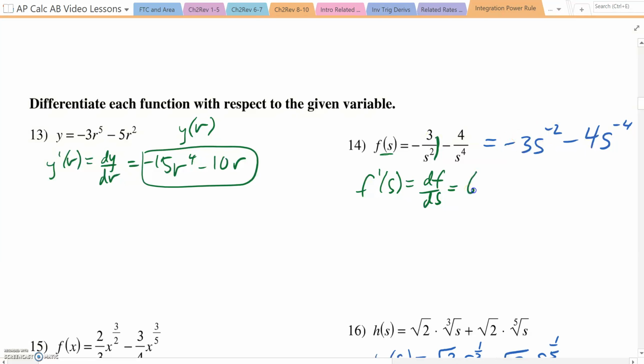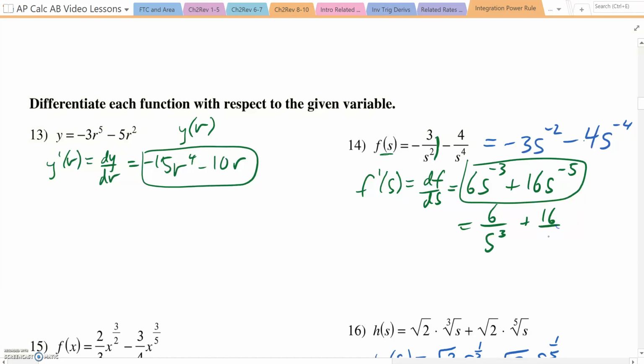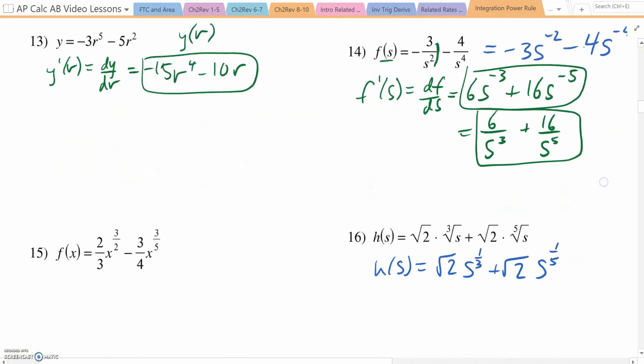Negative 2 times negative 3 is a 6, s to the negative 3. Negative 4 times negative 4 is 16, s to the negative 5. That's a great answer. If you'd like, you can rewrite it like I said before. Feel free to do that anytime you want to. You should practice it every once in a while at least, just so you don't lose those old skills.